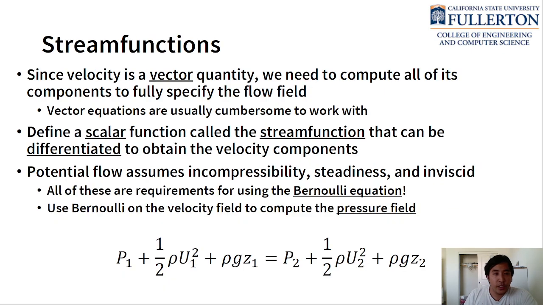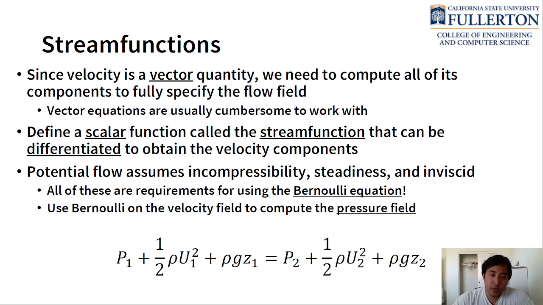The way that we do that is we use this specialized function called the stream function, which is a scalar function that follows Laplace's equation that can be differentiated to obtain the velocity components, right? Being able to find the stream functions and take its derivatives is how we perform potential flow analysis. And it just so happens that all the assumptions that we made for potential flow, mainly incompressibility, steadiness, and inviscidness, meaning the viscosity is minimal, are all the same requirements that are needed for the Bernoulli equation as well.